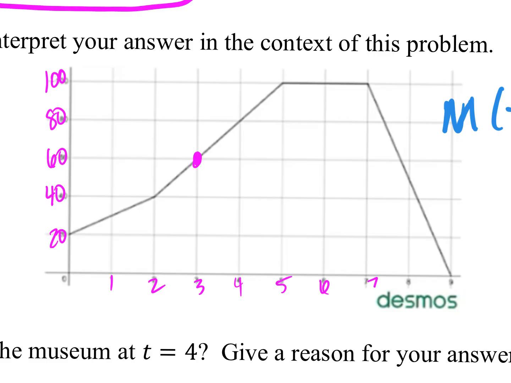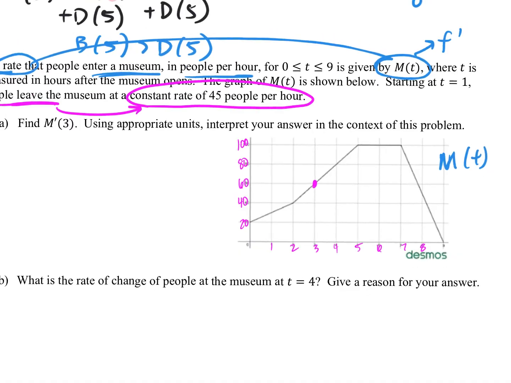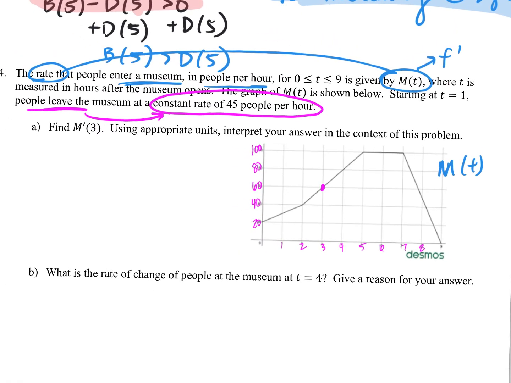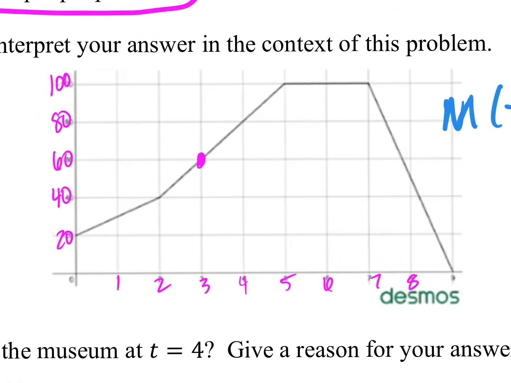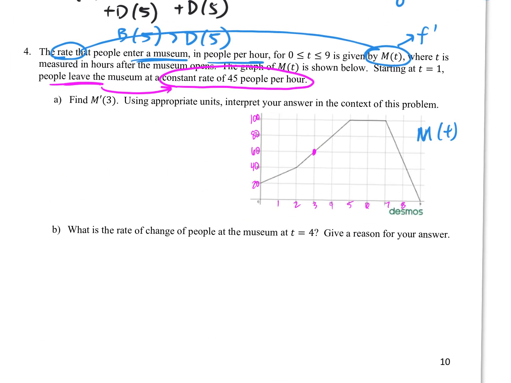Do we have a starting number of people? Nope, because they aren't asking about that, right? It just says find M prime of 3. Okay, so they're asking for the rate of the rate, right? How am I going to find that? Up 20 over 1. Isn't that just a slope of 20? Right? So I would just say M prime of 3 is 20.